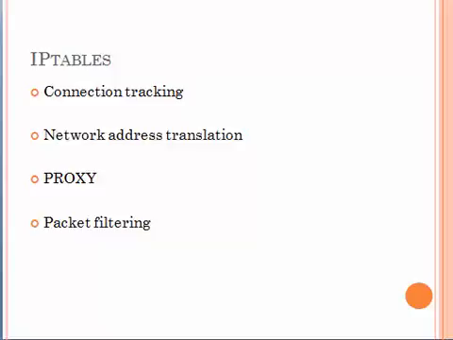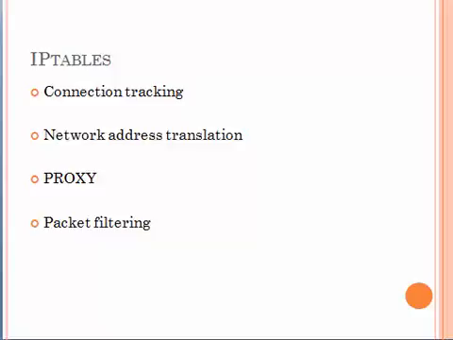The firewall for Linux is called iptables. It allows for connection tracking and two different types of network address translation, which are source NAT and destination NAT. The application firewall is called proxy, which occurs at the application level of the OSI model. Iptables allows for restricted traffic between different networks, denying access to unauthorized users. It also has packet filtering, which occurs in layer 3 and layer 4 of the OSI model.